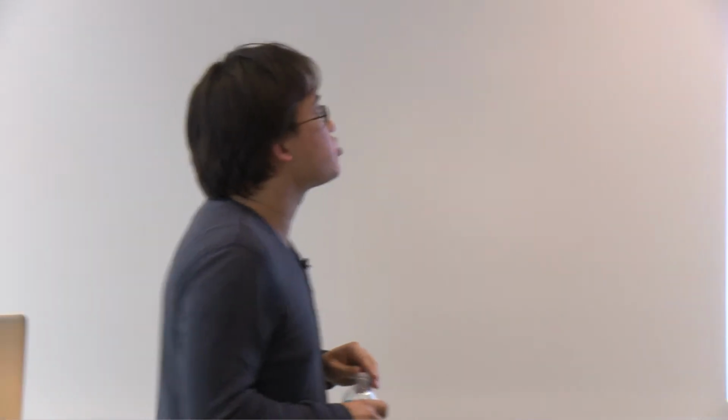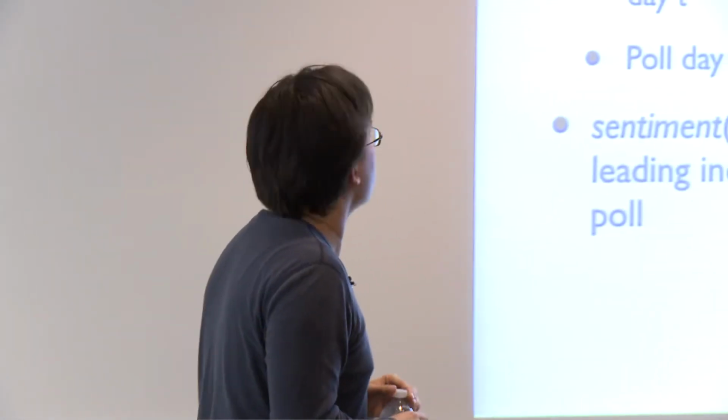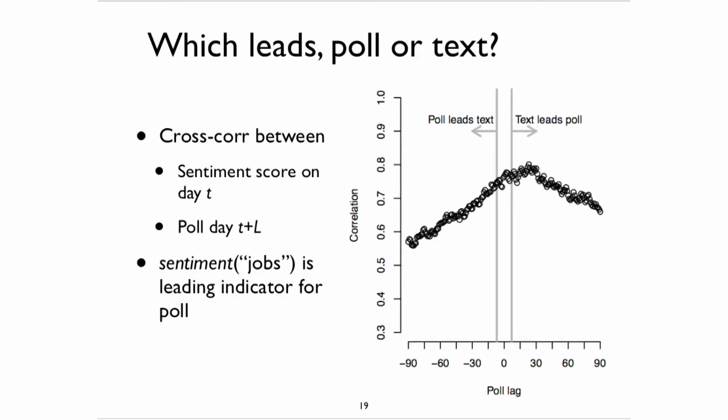One question is, which leads, the poll or the text? Maybe the Twitter people knew Lehman was going to collapse. That's the advanced hypothesis. I think an interesting question is which leads, the poll or the text? You can do some sort of lead-lag analysis. An argument for this sort of text-based polling is that you might be able to get reactions faster than it takes to do random digit dialing and aggregate the results, and for the company to publish them in a nice way on their website to download. In this analysis, we looked at just cross-correlation between the sentiment score on day t and the poll on day t plus L.